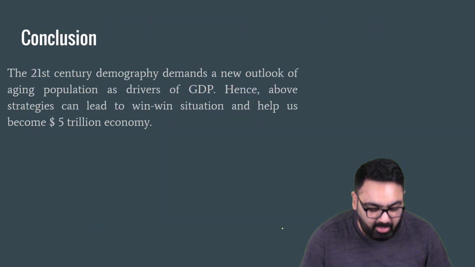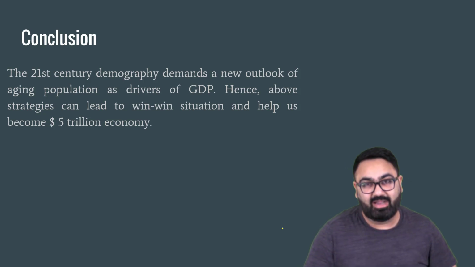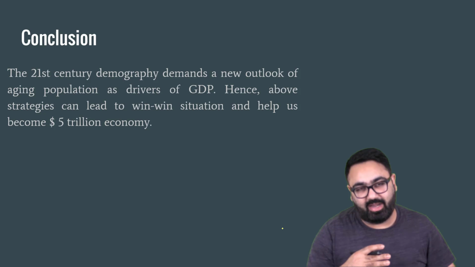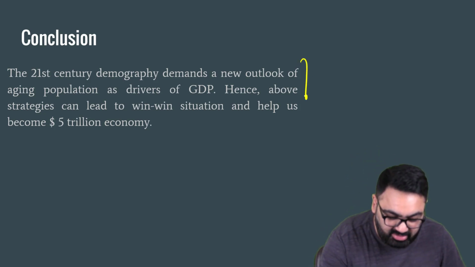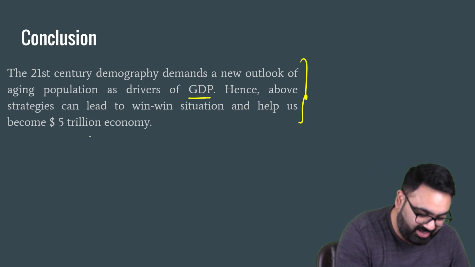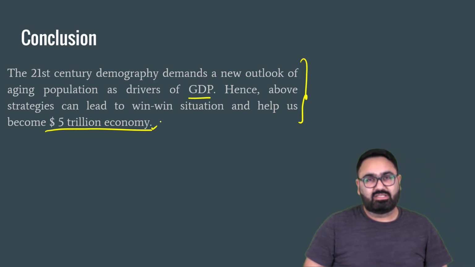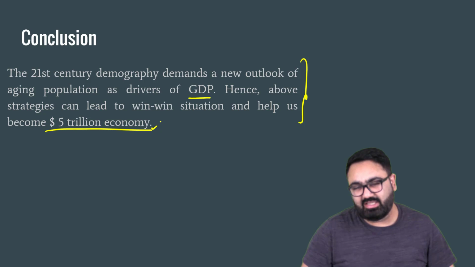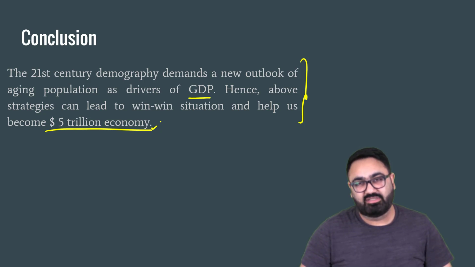We can conclude by how our demographic dividend can be a negative outcome, or can be a negative impact on how the society lives. Our aging population can have a negative impact on our GDP, and this has to be tackled if we have a dream of becoming a $5 trillion economy. This is how we can write this particular answer. These kinds of questions are well answered when you do have certain facts or data points with you.